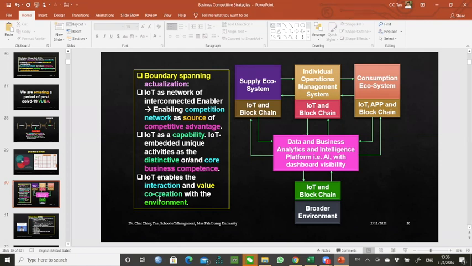So it's not about differentiation. It's not about cost leadership. It is value co-creation. So we are focusing on value co-creation. And if we can do value co-creation, it is already uniquely positioning itself in the industry. So it is the unique positioning that is the requirement for competitive advantage, and not the differentiation and the cost leadership. So we are transcending competitive advantage and differentiation into a more general term.